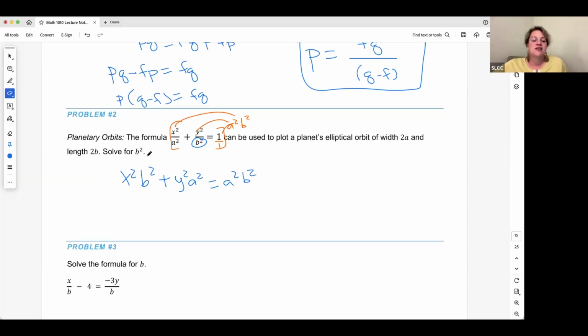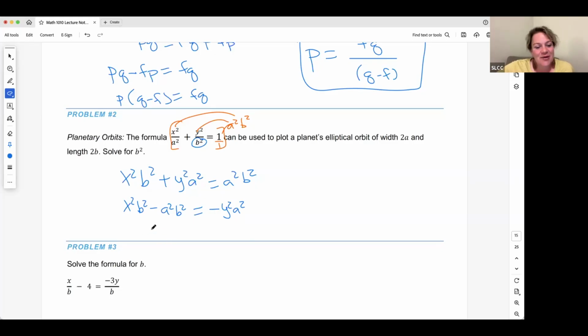Now, I want to solve for b squared, so all the pieces with b squared, I move to the left, then I can factor out a b squared and divide by what's left. So I have x squared b squared, then subtract the a squared b squared, and then move this y squared a squared to the right. So subtract the y squared a squared. Be careful with your signs. If you're moving from one side to another, make sure you have the right sign. So I subtracted the y squared a squared, subtracted the a squared b squared.